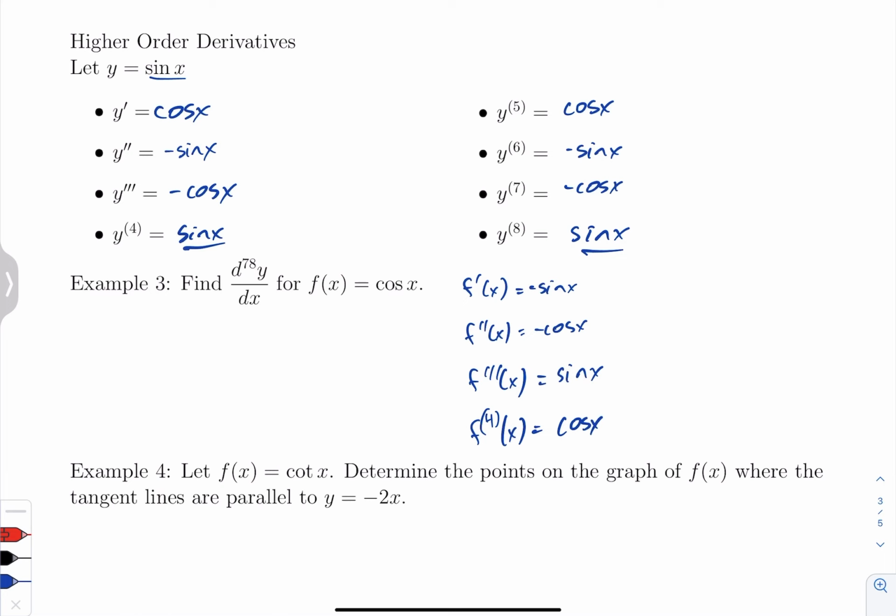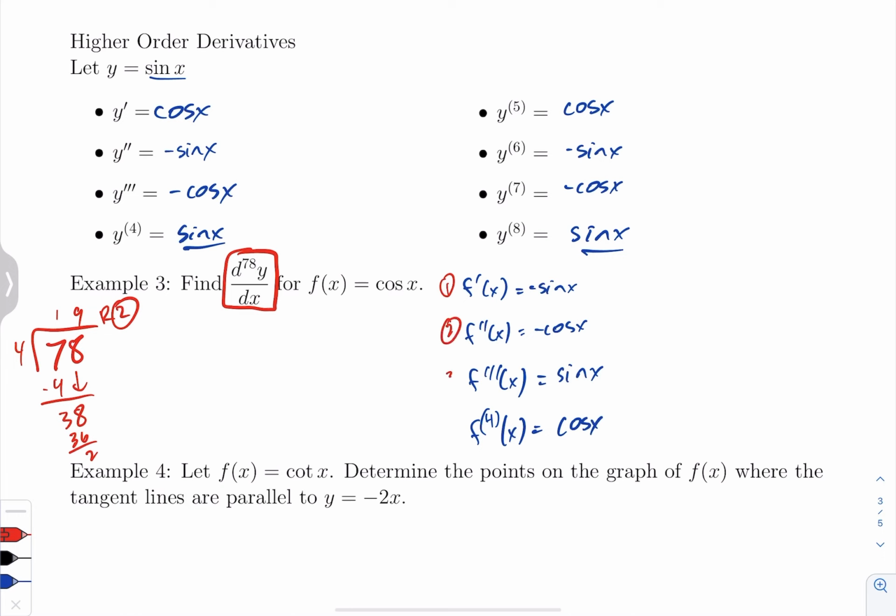So this example says this guy right here is the 78th derivative of cosine of x. So what you want to do is we take whatever number derivative we're looking for, and we divide by 4. So 4 goes into 78 one time, remember how to do long division, bring down the 8. 4 goes into 38 9 times, 36. I have a remainder of 2. So the remainder of 2 just means, well, I'd go from 1, 2, 3, 4. So if I have a remainder of 2, that means I look at this one right here.